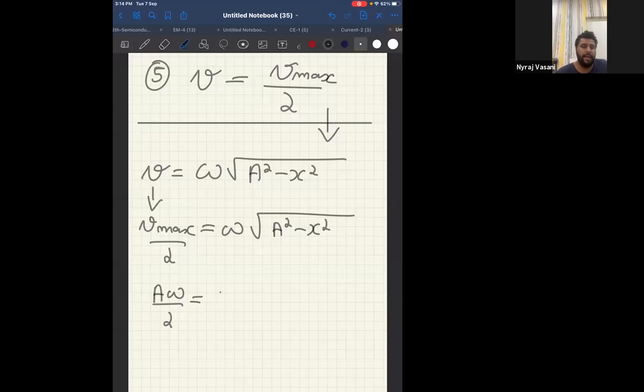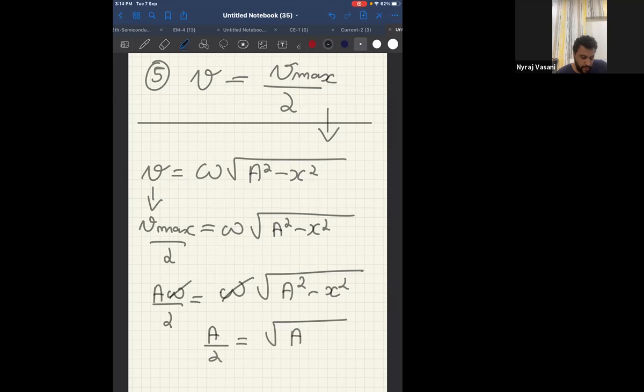Now, can I say A omega by 2 is equal to omega under root A square minus X square? Therefore, can I say omega and omega will cancel? What are you left with? A by 2 is equal to square root of A square minus X square. Now from here, can you get the value of X?